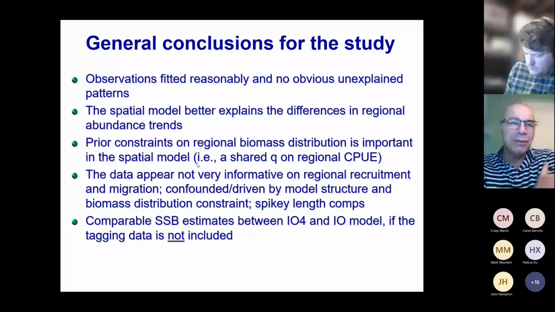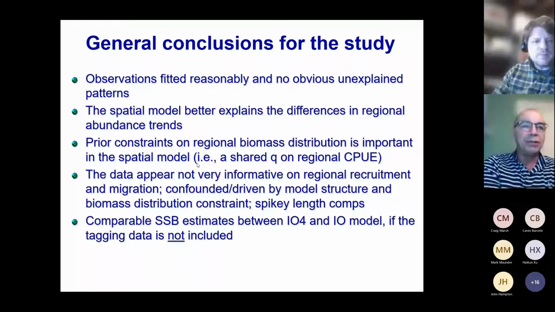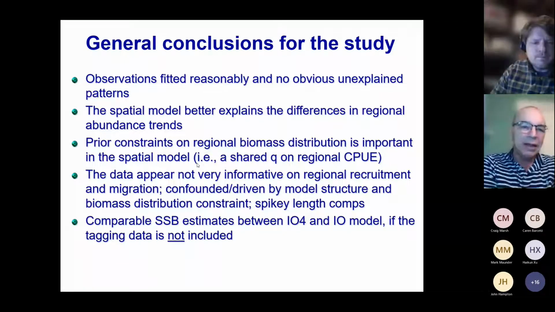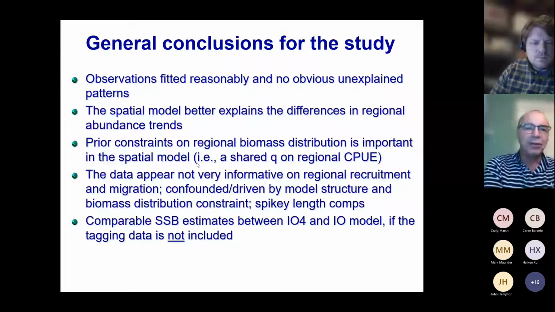The data don't really seem very informative on regional recruitment and migration. And again, it's likely that these are confounded because there's just not enough of the right kind of information to estimate these parameters, because they are inherently confounded, and you need to have some separate information which can come from the tags in order to estimate it. And the very spiky length compositions for some fleets also probably contributed to this situation as well.